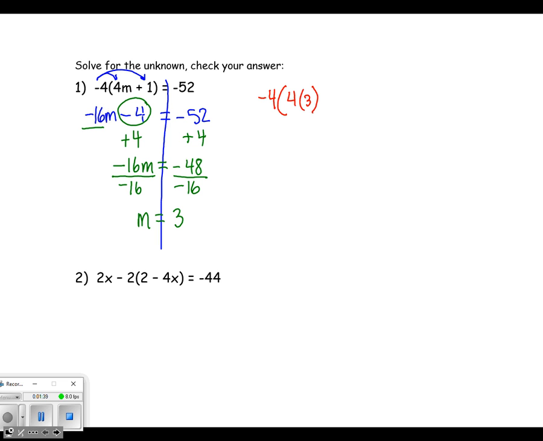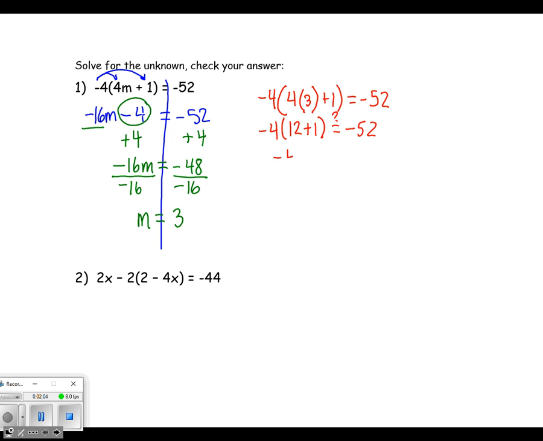Because I don't need to do distributive property, I'm not going to. I'm just going to follow order of operations here. These parentheses mean multiplication, so these ones here. So I'm going to do -4 times 12 plus 1. I want that to equal -52.